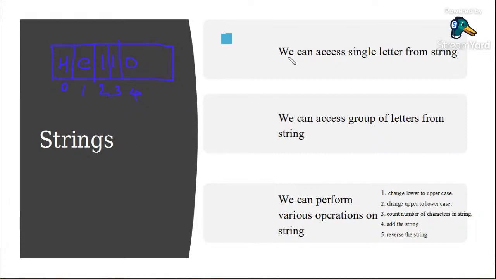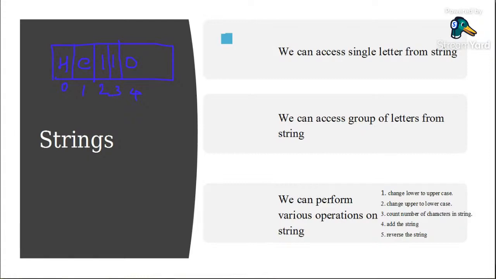So what are the operations you can perform? You can access a single letter from the string. You can access multiple letters from the string. If you want EL to be accessed from the string, you can access EL. How, we'll see. Now, what other operations can you perform on the string? You can change the string from lowercase to uppercase, and from uppercase to lowercase. You can count the number of characters in the string. You can add strings, you can reverse the string, and many more operations.